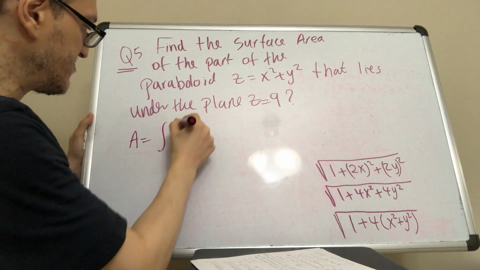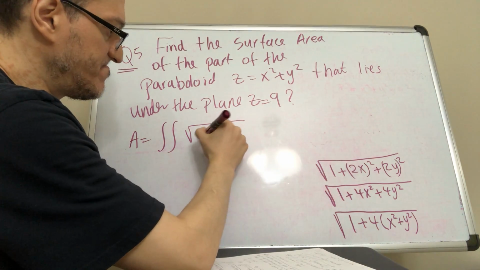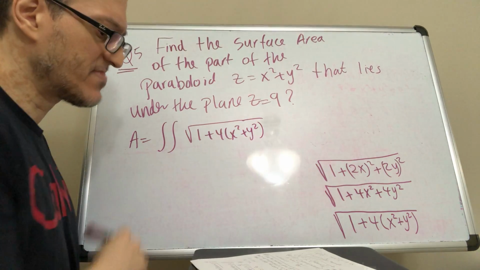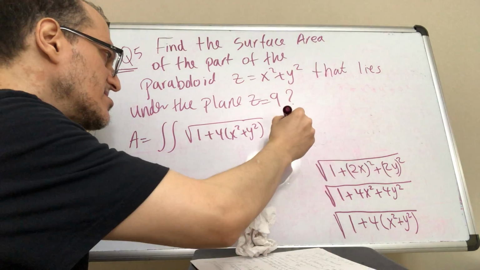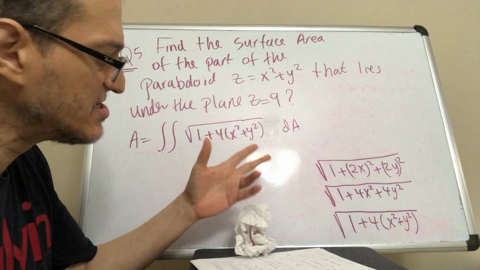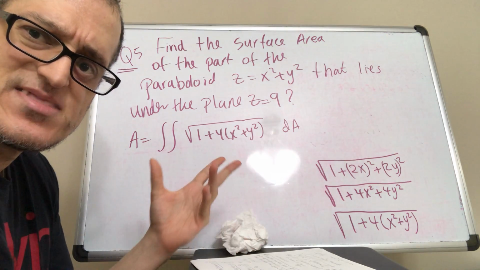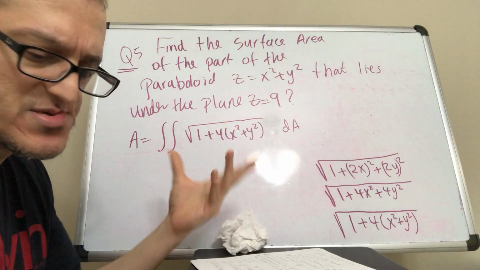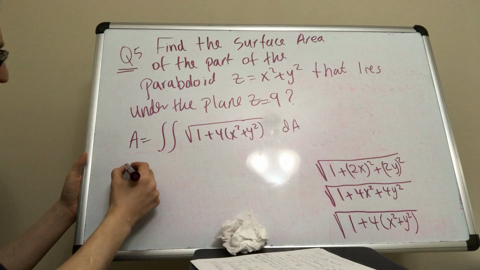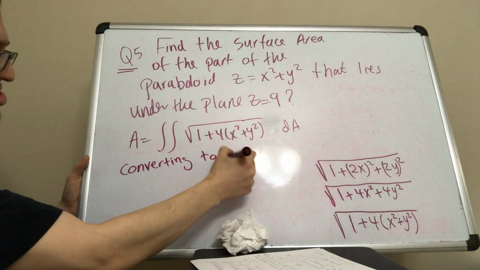Surface area, integration, under the square root, we have this, and dA. You can do it dx dy, but you'll notice that it's too much. Anytime you see x squared plus y squared, that's usually an indication that you need to switch to polar. So converting to polar.